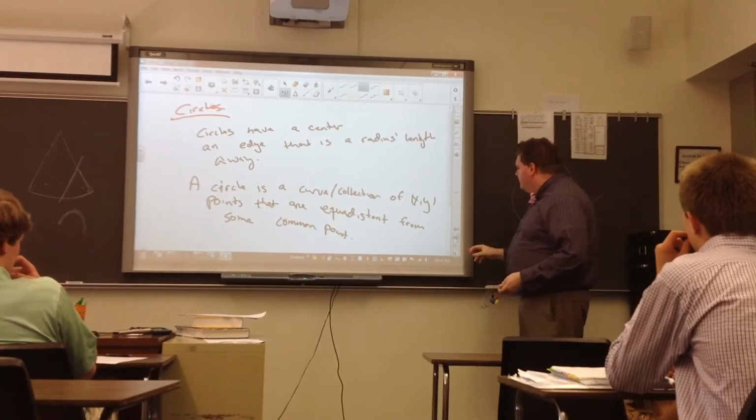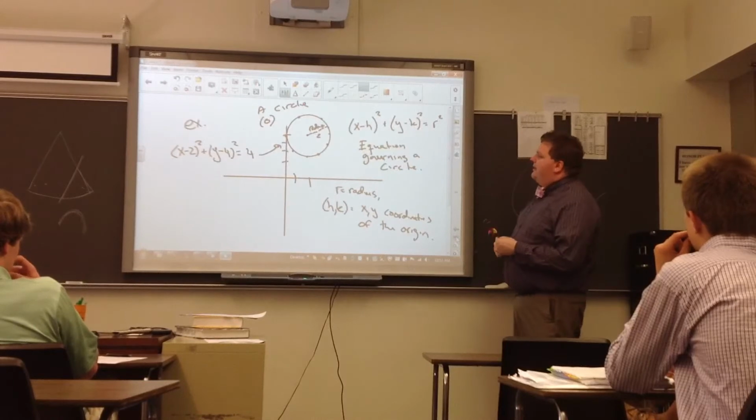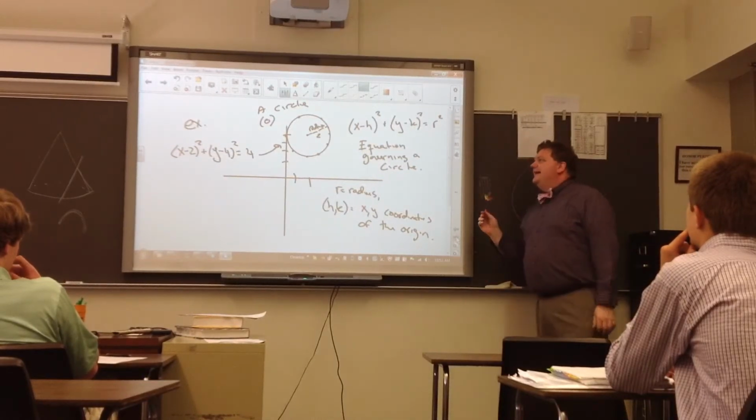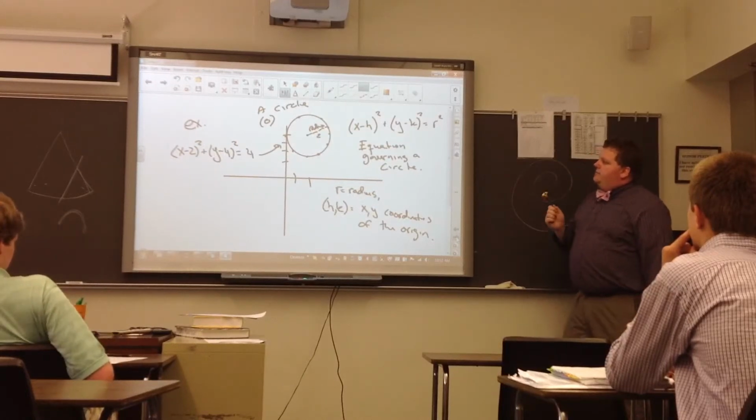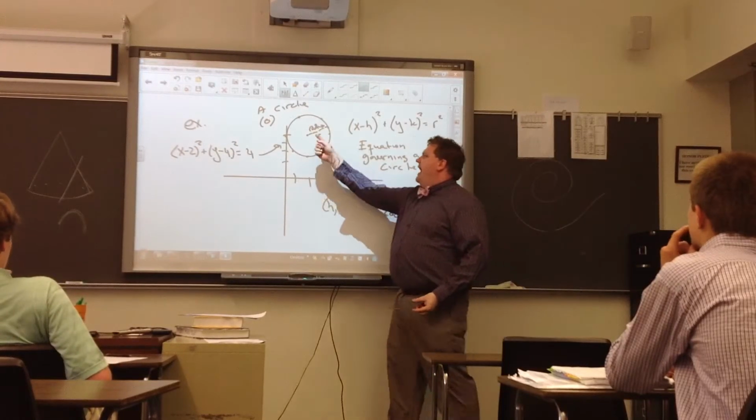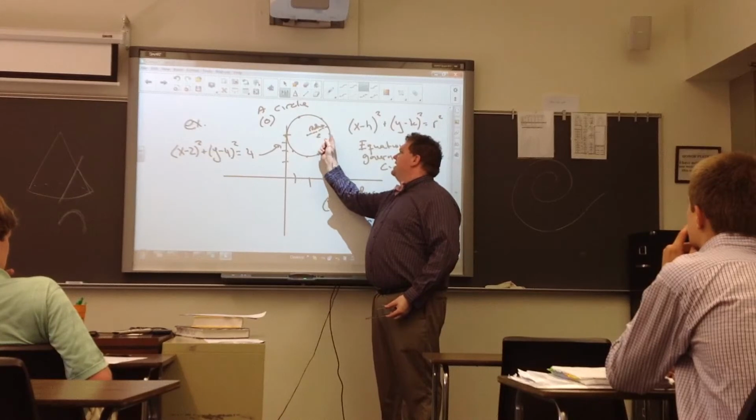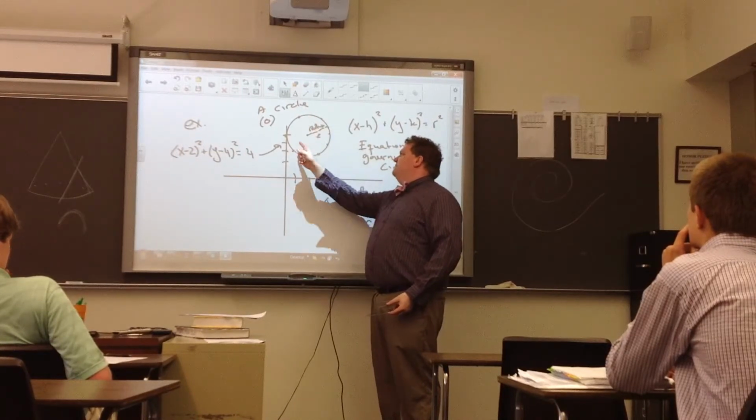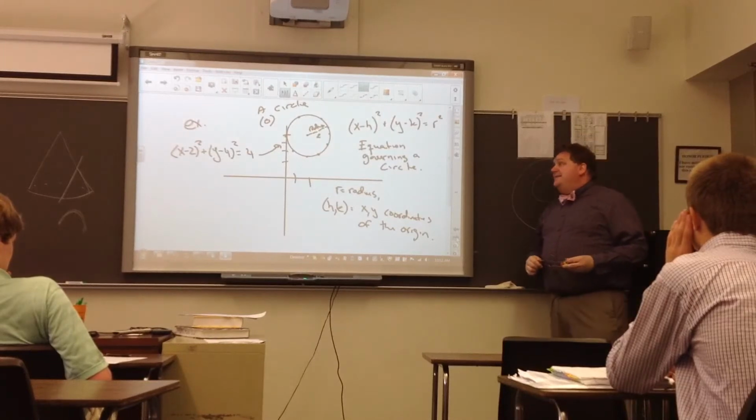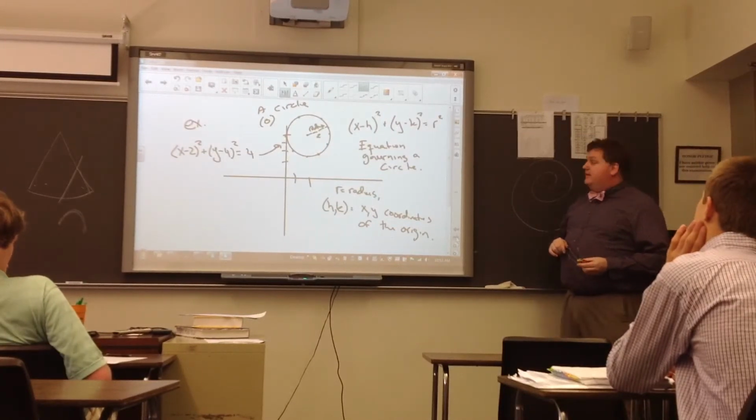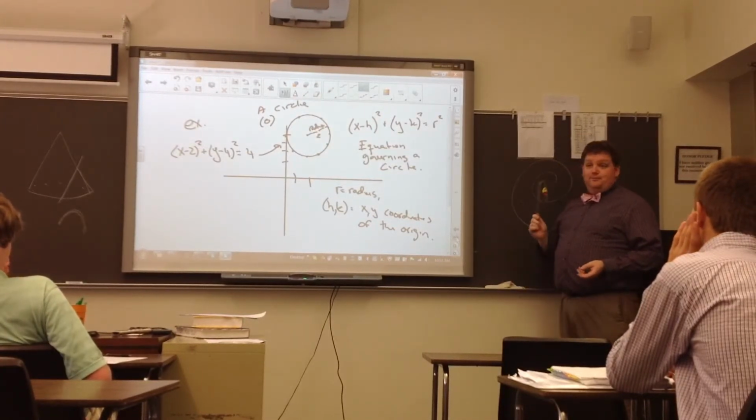All right, moving along. So here's an example. That there is a circle. The center of the circle is right here. Every point on the edge of the circle is the same distance away from the center. They're all the same distance away. That distance is called the radius. And this circle here, I made it to be 2.